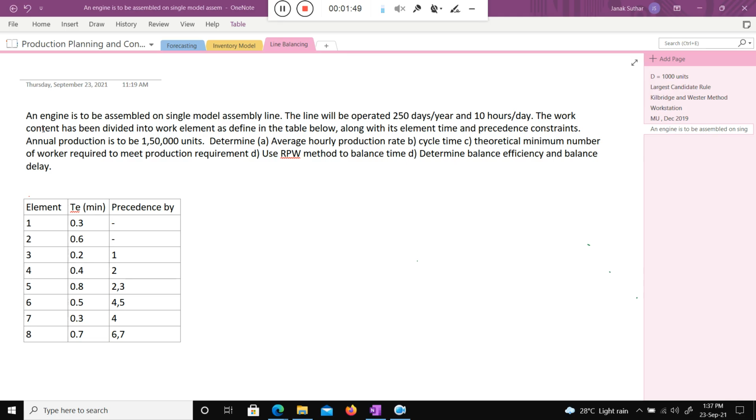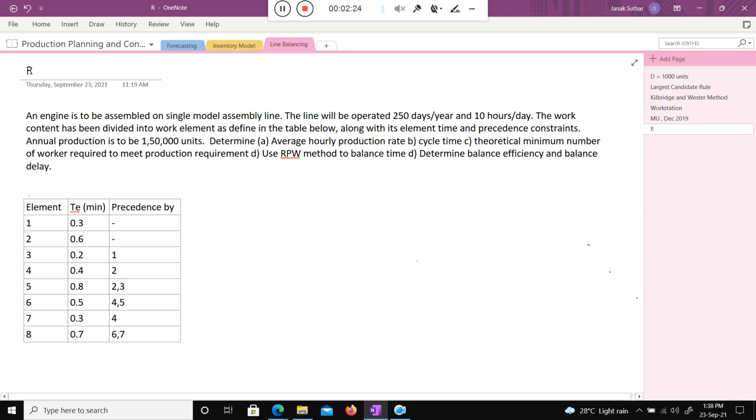Now what are the sub questions there? Sub question 1 is the average hourly production rate. What is the average hourly production rate that you need to calculate? The next point is what is the cycle time. The third is the theoretical minimum number of workers required to meet the production requirement. Then you need to balance that particular line, or balance the time, by using the rank position weight method. And sub question D is to determine the balance efficiency and the balance delay.